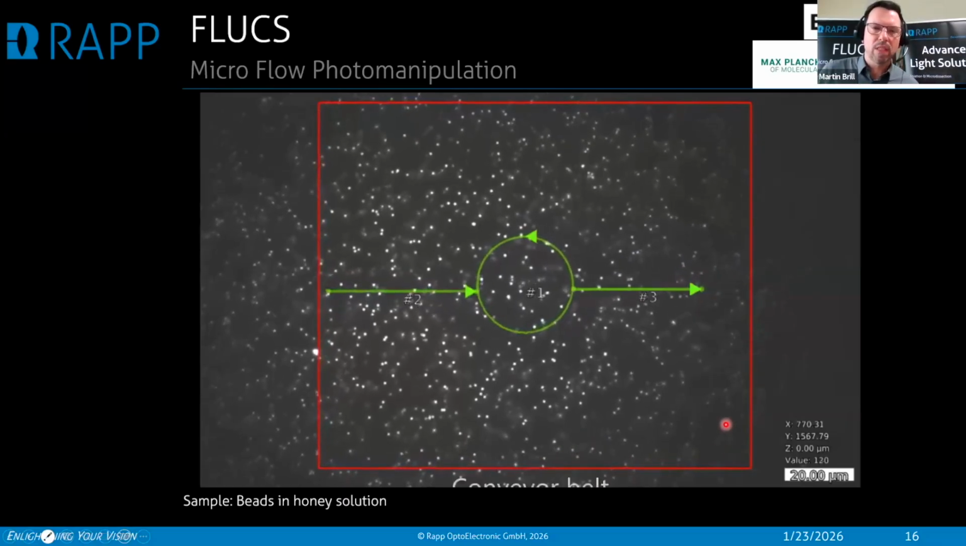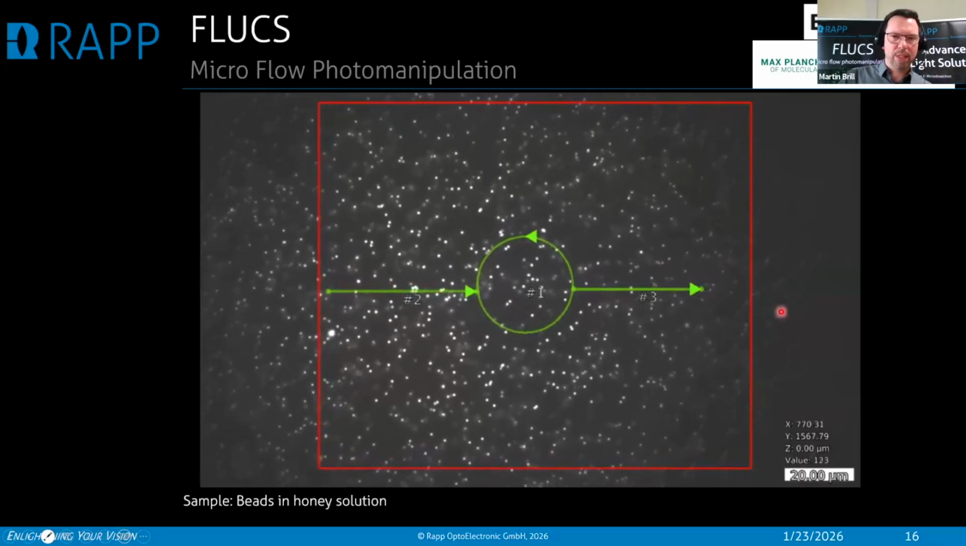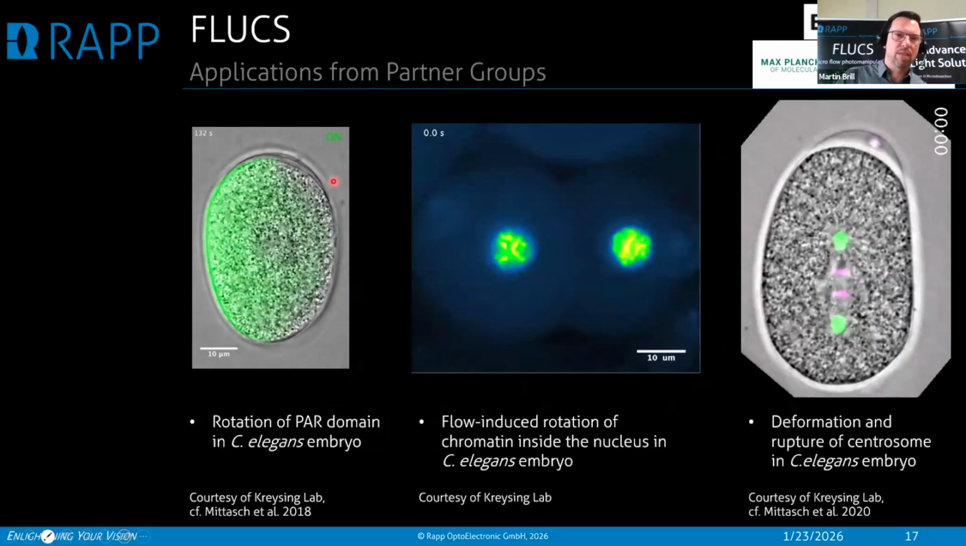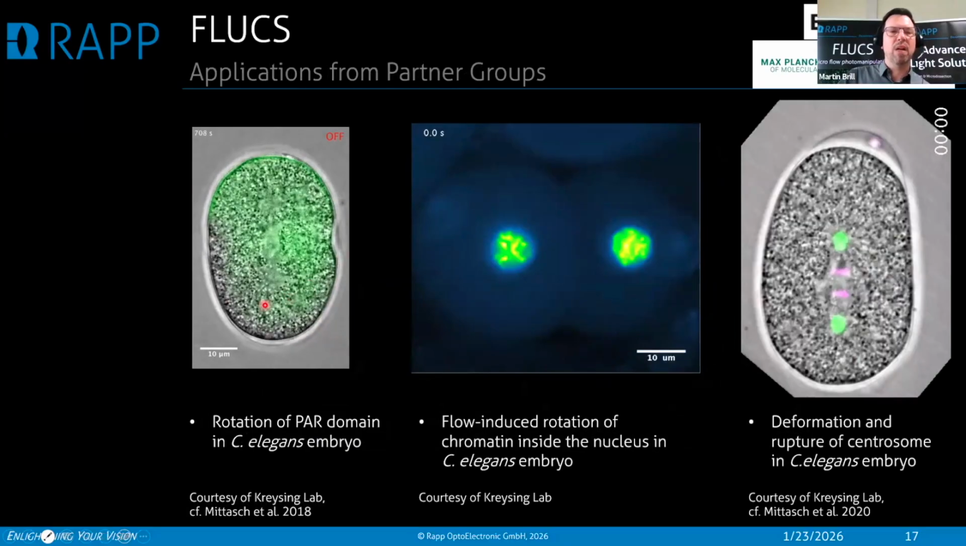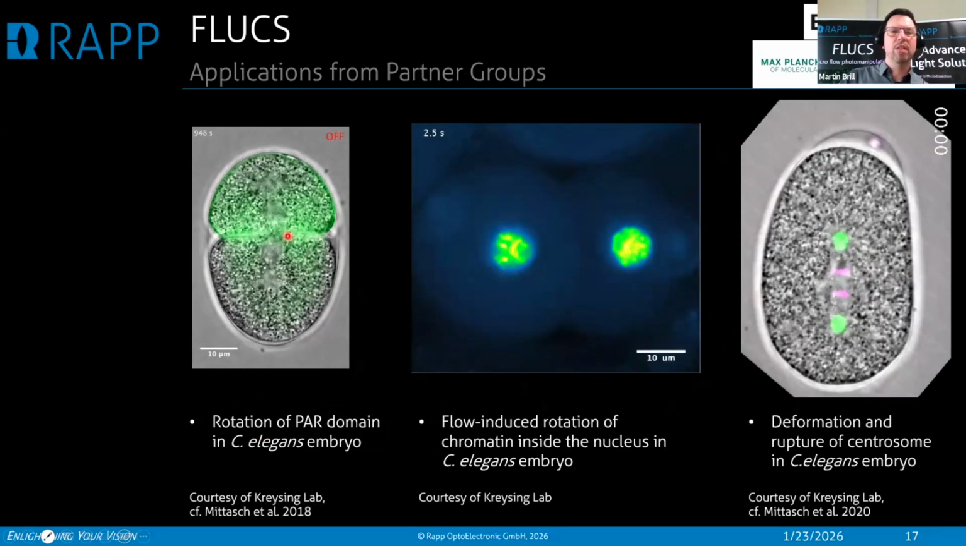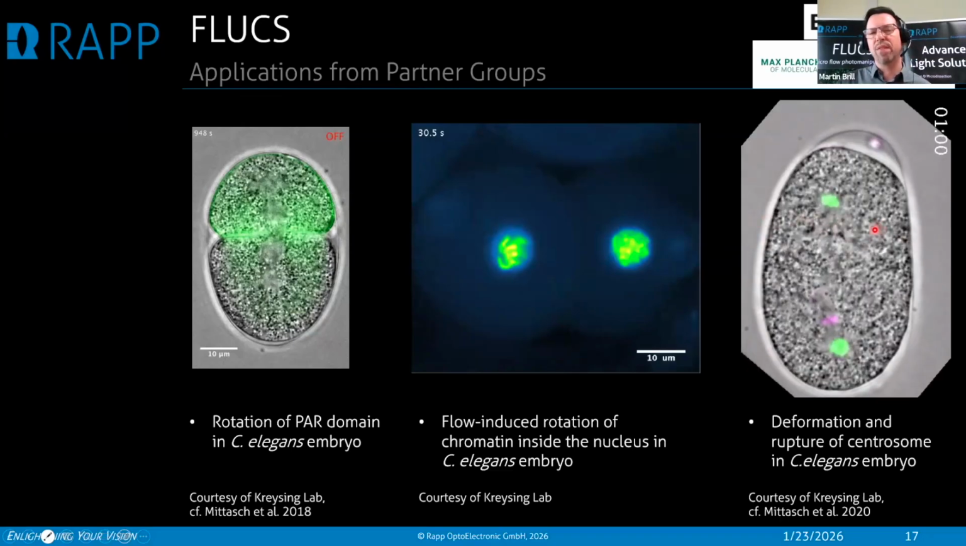Right, and now the question is, of course, that's fun to see, but does it have any biological implication? And for that, yes, Moritz Kreising's lab, what they did is they work into development. They can rotate the PAR domain of this C. elegans embryo. You could even roll and turn the cell core of embryos, and it's strong enough under certain conditions that you can even shear off or cut off the spindle apparatus here in this embryo. An amazing technique, and we are happy to provide you with some insights or devices.